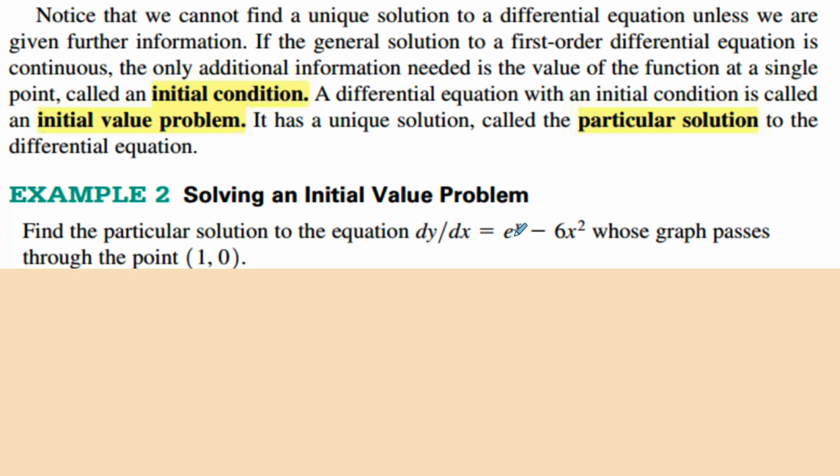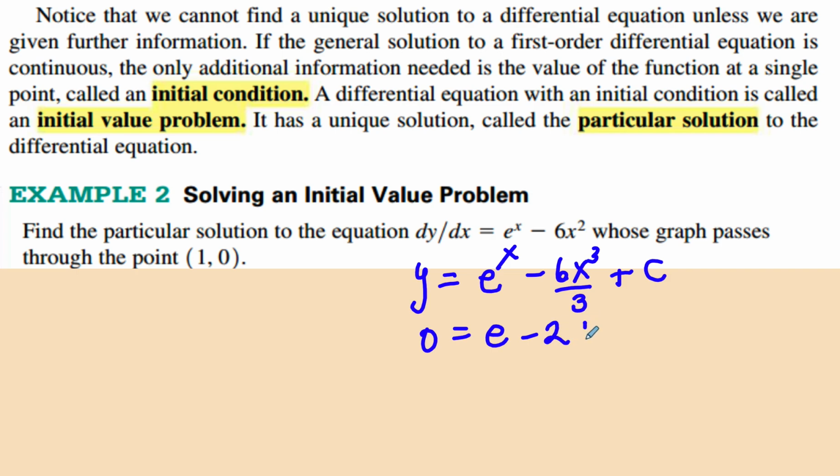It also has a differential equation that they want us to solve, but this time they're going to give us a point. So we are going to be able to find the c in this case. So y will be equal to e to the x, and then this will be minus 6x. We're going to go up a power and divide by that power plus c. And so the y is 0, and then e to the 1 is e, and then this will be minus 2 plus c. And so therefore c will be equal to 2 minus e.